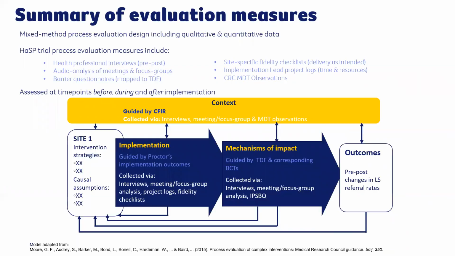Thank you, Natalie. We'll be conducting a mixed methods process evaluation alongside the HASP trial that incorporates both qualitative and quantitative data. Our measures will include stakeholder interviews, audio analysis of meetings and focus groups, barrier questionnaires using the theoretical domains framework, fidelity checklists, project logs, and observations of multidisciplinary team meetings. This diagram shows the interdependencies between context, implementation, and mechanisms of impact and their influence on study outcomes, and how the above measures fit into each of those aspects.